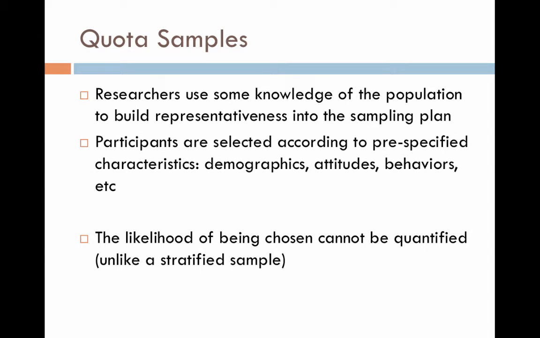Now we also have quota samples. So you have some knowledge of the population, you can build representativeness into the sampling plan. And so the participants are selected according to pre-specified characteristics, demographics, attitudes, behaviors, and so on. An example, if we were to conduct a study of Cal State students in the Department of Communications, we would perhaps try to choose people that would match the quotas. We'd have a proportional number of students from each degree program, and then we try to match the demographic information as well. And then the likelihood of being chosen, though, cannot be quantified, and that's what differs this from a stratified sample.